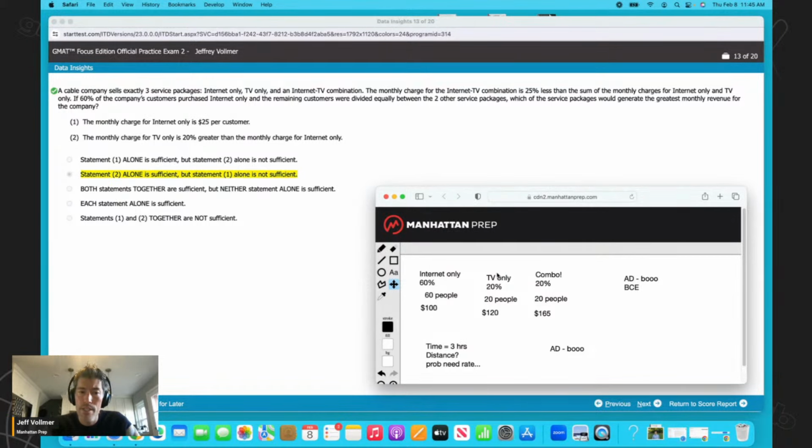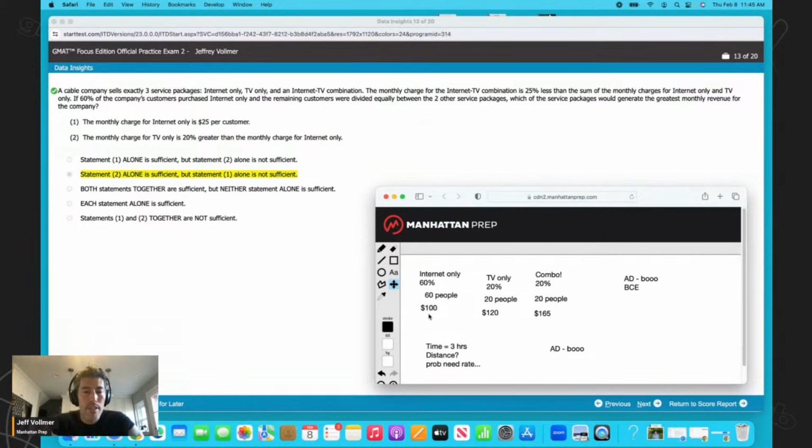It kind of compares TV only to internet with a percentage greater, right? 20% more here than here. And remember, we already have information about combo, how it relates to internet and TV, right? So now with statement 2, you have information about everything, and you know the breakdown of the population that chooses these 3 options, right? That 20% and 20% is a really key inference. It's not explicitly told to you, but we're going to want to figure it out.